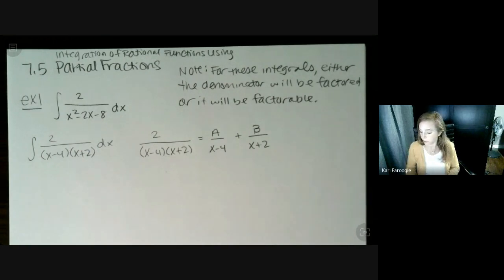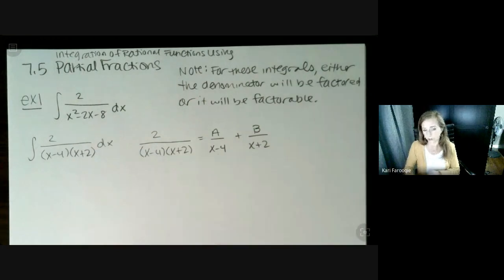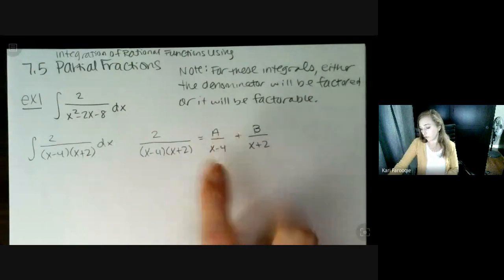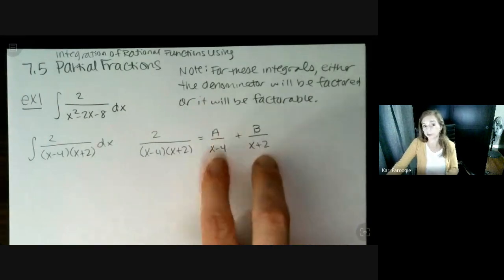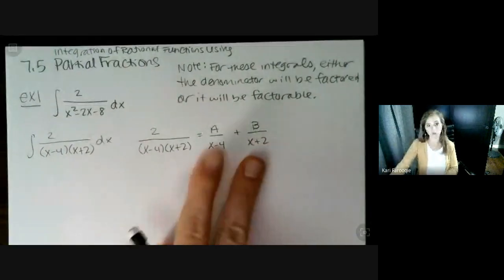Now, this is what we're going to do if you have linear factors in your denominator. We're going to talk about what happens if you have repeated linear factors, like if you had x minus 4 quantity squared. We're going to talk about what happens if you have quadratic factors, like x squared plus 2 instead of x plus 2. But for now, this is what we do when we have linear factors.